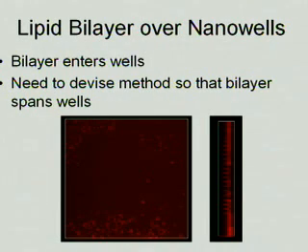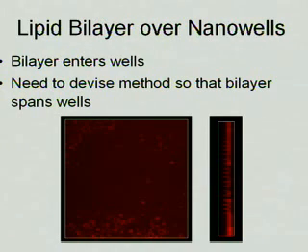It turns out that when I fuse these lipid vesicles onto the glass, instead of spanning the top of the wells, they actually follow the surface of the glass and tend to go into the wells, which isn't what we want. So this here is an image of the well array. You can see the small dots, which are the nanowells, and it's red because the lipids are labeled red and they're covering the glass surface.